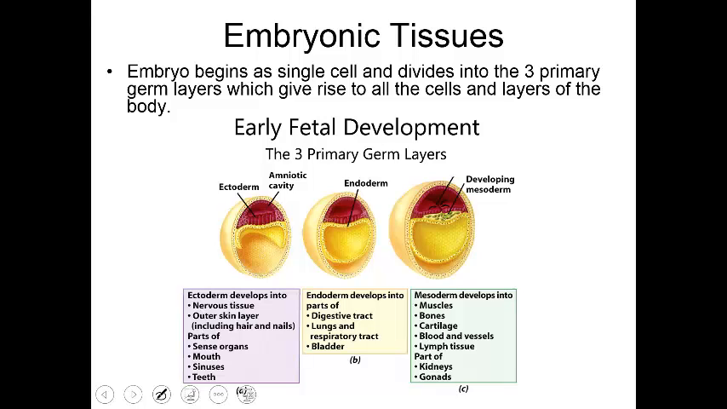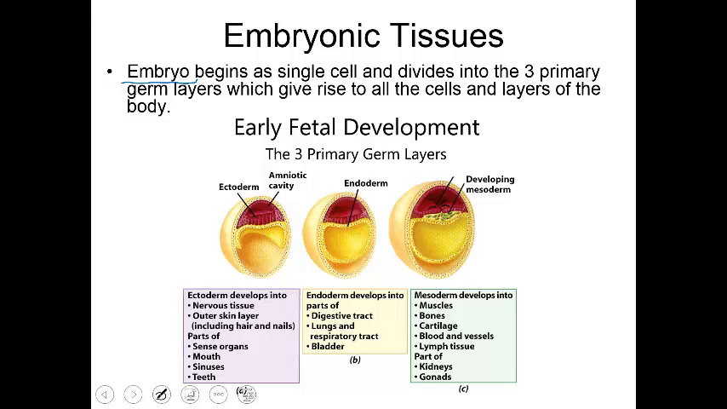The next concept that we're going to look at is embryonic tissues. So when does development begin? So we're going to go down to the level of the embryo. So we're talking the zygote, which is nothing but the sperm and the egg fertilized, coming down the fallopian tube of the woman and implanting itself into the uterus.